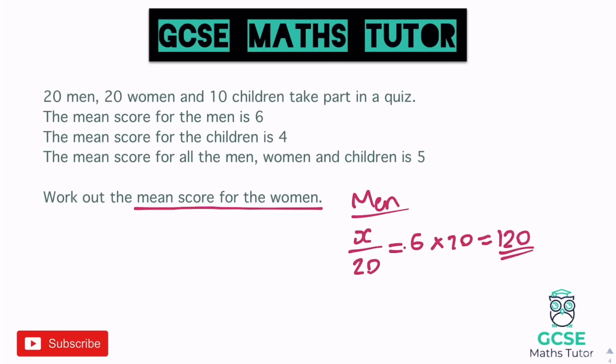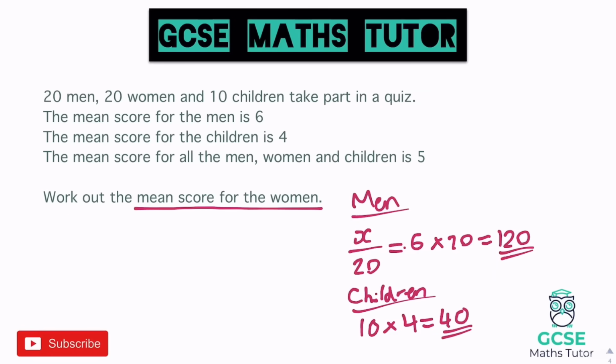We could then do exactly the same for the children. I don't have to write out this little bit of algebra every time, but if I just think, okay, well the children then, I just know I need to times the amount of children by the mean. The mean is 4, and there are 10 children. So 10 times 4 gives us a total score of 40 for the children.